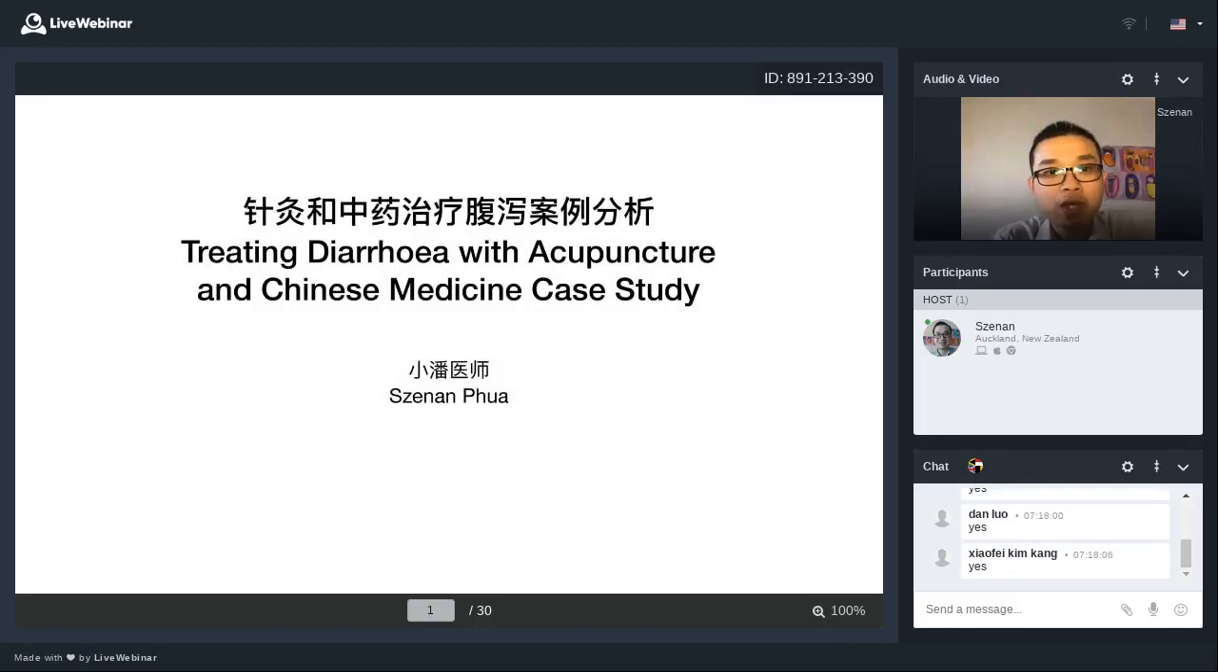Diarrhea with acupuncture and Chinese medicine case study. I was only able to do one case, because when I presented this, I thought I could do about 3 cases, so you could have a look at how I treated those patients. But I only had time to prepare one, and this one is actually quite long.